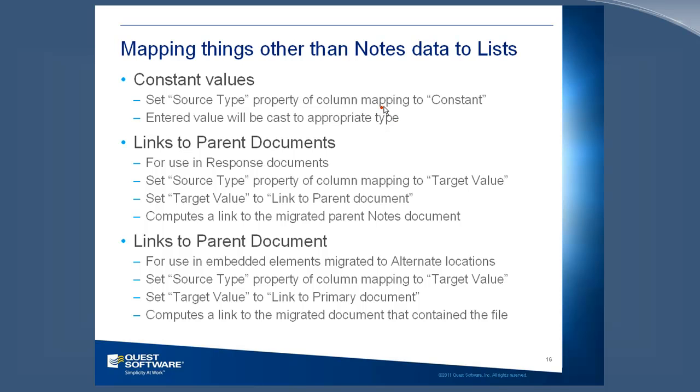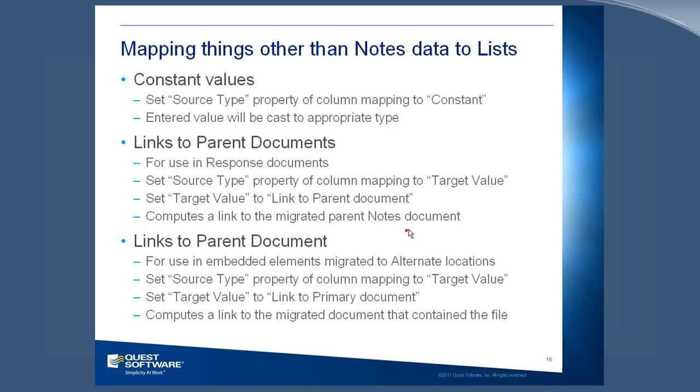You can also set the source type to something called target value. And if you set it to target value, that's really good for migrating URLs to other SharePoint documents into your list. So for example, let's say you're migrating a bunch of response documents and you want to put a link to the parent document in your SharePoint document. You can use this source value equals target and then set the target value to link to parent document and then map that to some URL field. It will automatically create URL links to the parent documents.